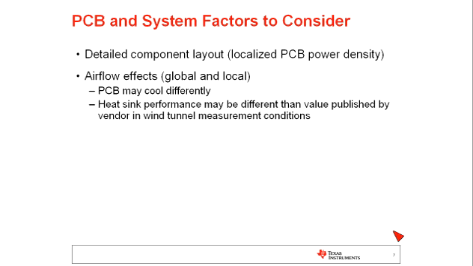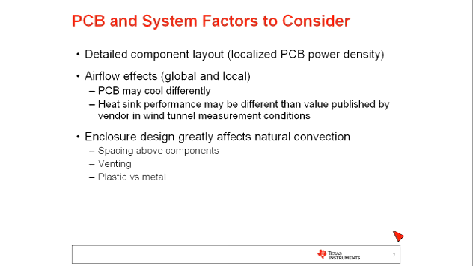But oftentimes the performance of a heat sink will be different in a real system than what was measured by the vendor in the wind tunnel where they took the measurements. So it can be helpful to look at the airflow effects both globally and locally. More specifically on natural convection, the enclosure design greatly affects the natural convection. So one rule of thumb is that natural convection needs a space of about 6 millimeters or more to be able to move freely and to be able to behave as convection and not just as air conduction.